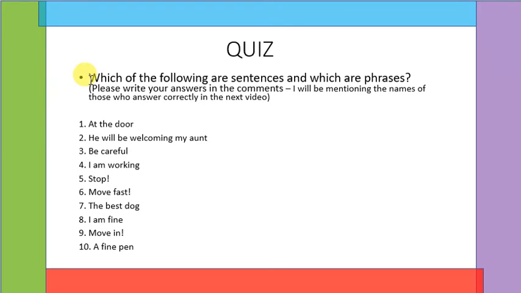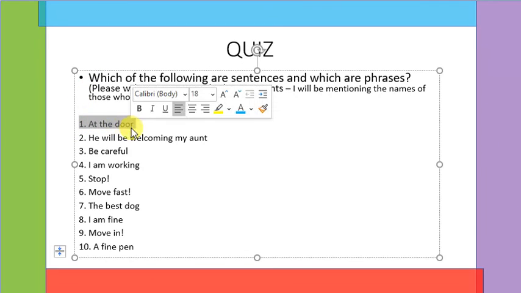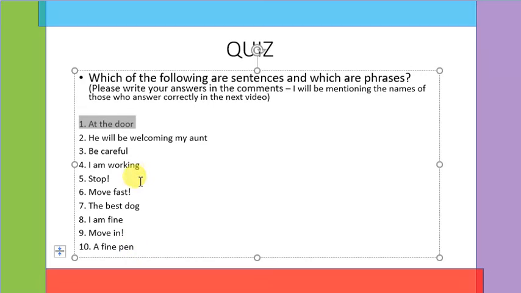Please find out which of the following are sentences and which of them are phrases. Write your answers down in the comments, and I will be mentioning the names of those who answer correctly in the next video. There are about 10 questions, and you have to write the correct answers and write which of them are sentences and which of them are phrases.